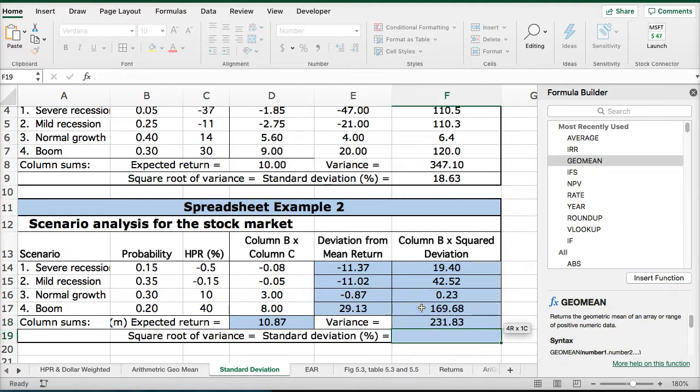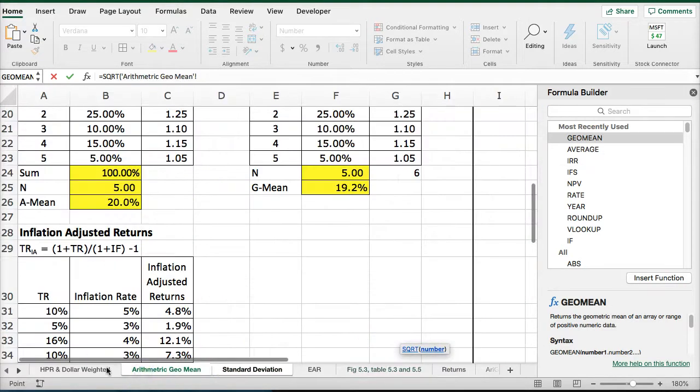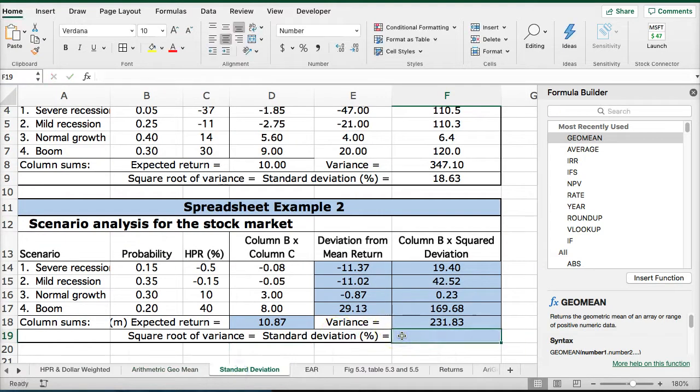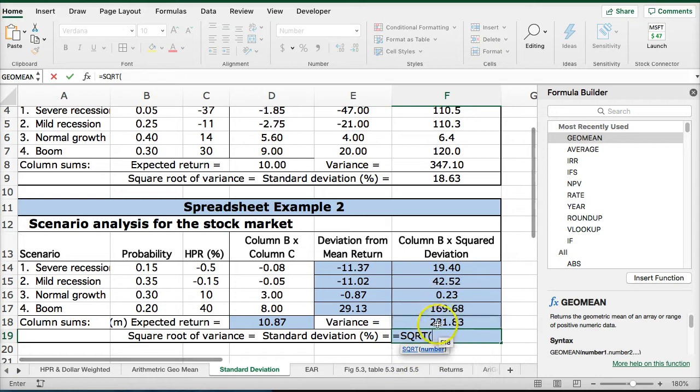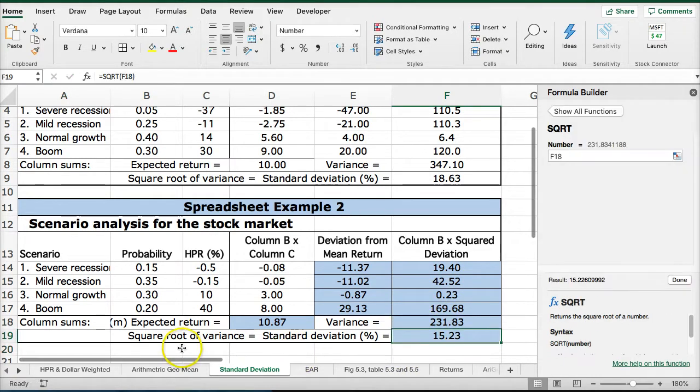Highlight the range. So this is my variance, and then calculate the square root. Use the square root function. Oops, clicked on the wrong spreadsheet there. Try it again. Take the variance and find the square root of the variance. And this is my standard deviation for example 2.